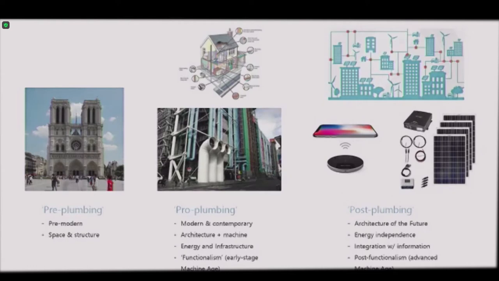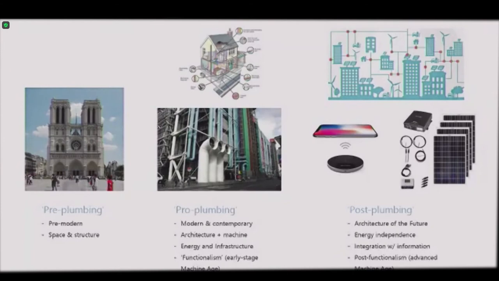So if you go to Notre Dame Cathedral in Paris, for example, now the building is equipped with contemporary technology, but that was the result of a number of renovations that took place after the 19th century. But during the 13th or 14th century, immediately after the building was built, it didn't have any air conditioning, probably had very minimal means of heating, no communication equipment whatsoever, no internet, of course. So in other words, these buildings that belong to this pre-plumbing era are just about space and structure.